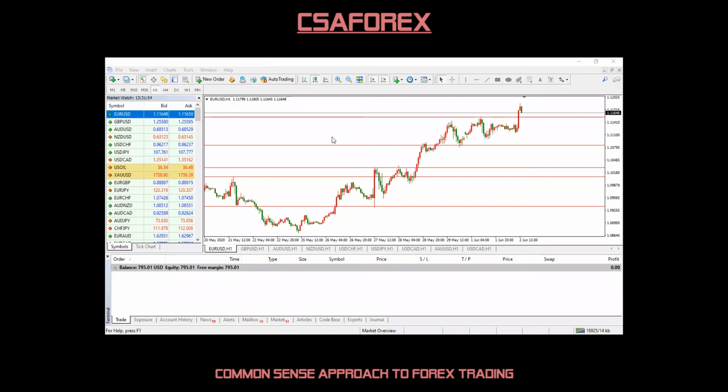Now, the first one in front of us is Euro USD. No brainer, the trend is up. Most times, I normally say the trend is your friend. That does not mean that you cannot go against the trend. If you're going to go against the trend, obviously you must have a good reason to.